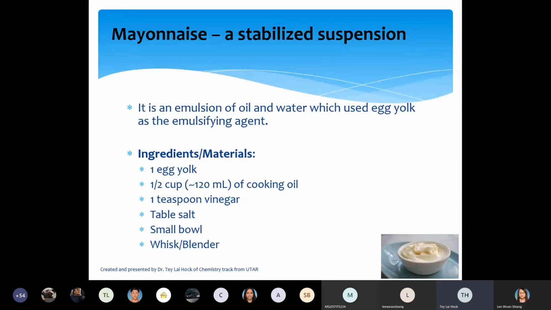Okay, now, it's an emulsion of oil and water, which uses egg yolk as the emulsifying agent. So ingredients, of course, we have one egg yolk, and then oil, cooking oil. It doesn't matter what kind of cooking oil. You can try soybean oil, olive oil, or sunflower oil, or even a blend of canola and olive and sunflower oil as well. So half a cup, approximately 100 to 120 ml, and then 1 teaspoon of vinegar, and then a little bit of table salt, and then of course we need a bowl and a mixer, and the best one would be a blender.